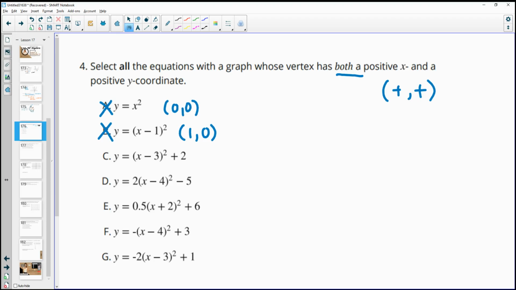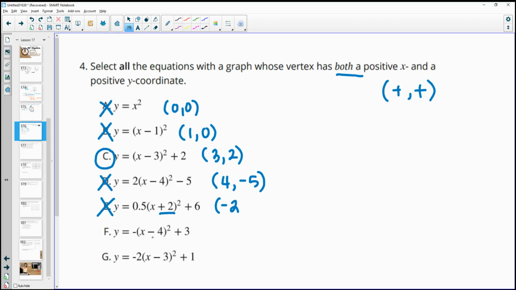C, the x coordinate of our vertex is 3, because remember, it's the opposite of what's in here. And then the y coordinate is that plus 2. Both of those are positive, so that one's good. D has positive 4 for the x, but -5 for the y, so that's not going to both be positive. E, this inner part, the opposite of positive 2 is -2. So that one fails right away because the x coordinate is negative.